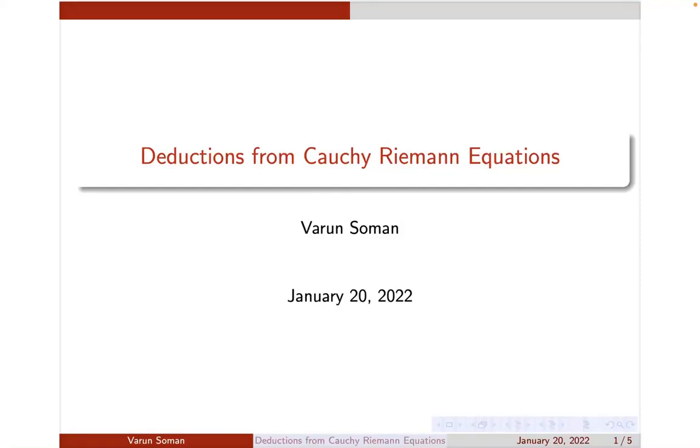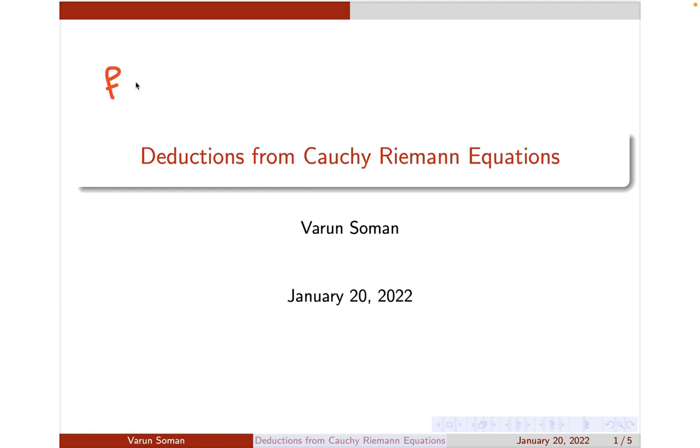Hi. So far we have learned about analytic functions and also the Cauchy-Riemann equations. These equations are very important and we will be using them very extensively in this module. And now we will do some deductions from these Cauchy-Riemann equations. Before we start, let us recall the Cauchy-Riemann equations once again.